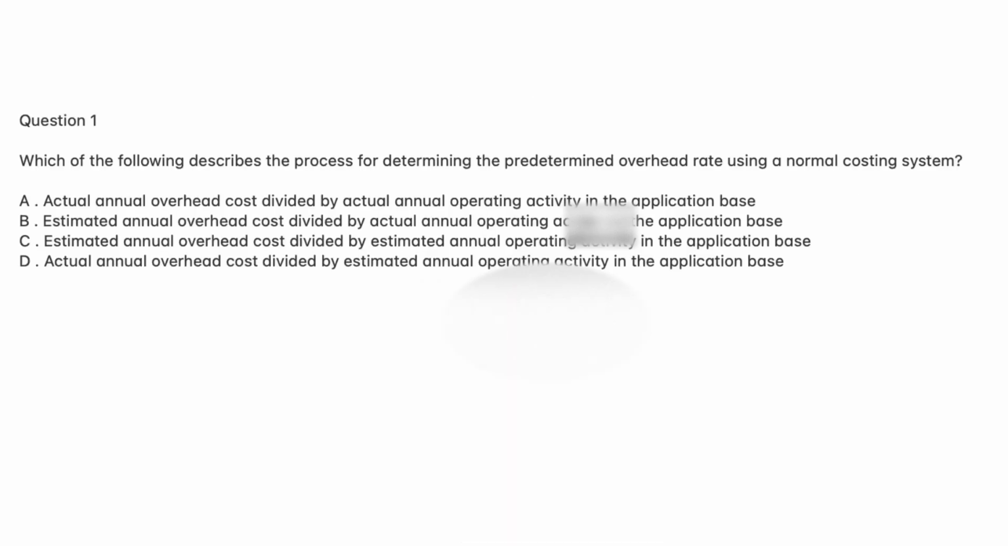Question 1. Which of the following describes the process for determining the predetermined overhead rate using a normal costing system? A. Actual annual overhead cost divided by actual annual operating activity in the application base. B. Estimated annual overhead cost divided by actual annual operating activity in the application base. C. Estimated annual overhead cost divided by estimated annual operating activity in the application base. D. Actual annual overhead cost divided by estimated annual operating activity in the application base.